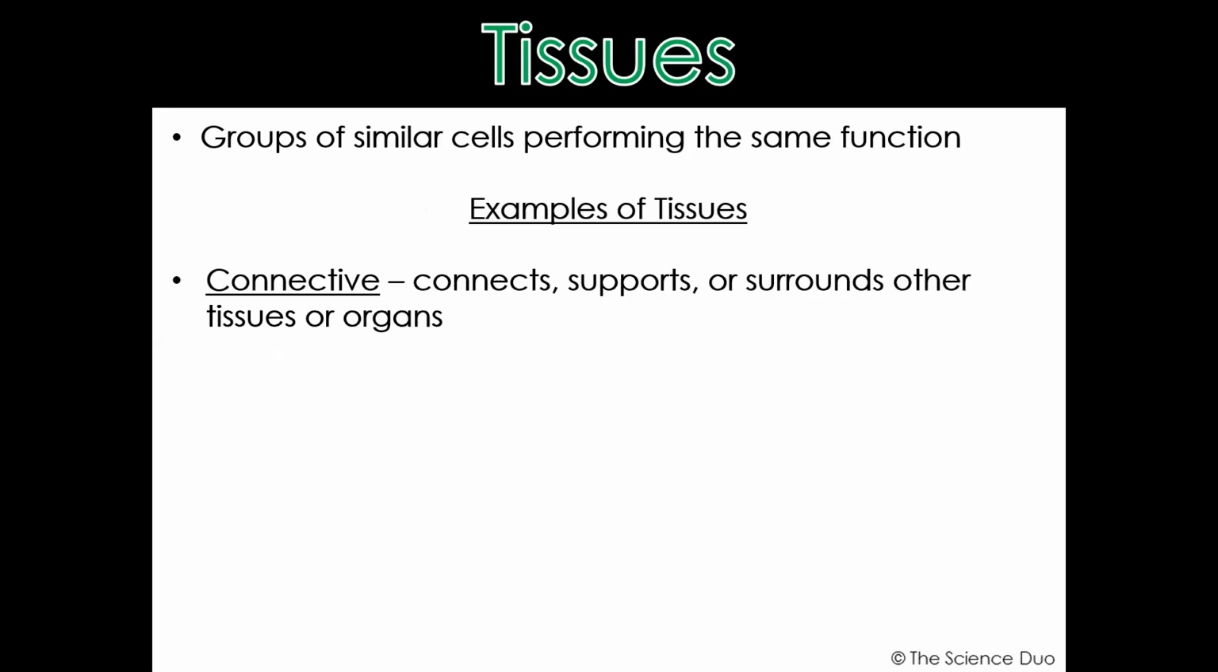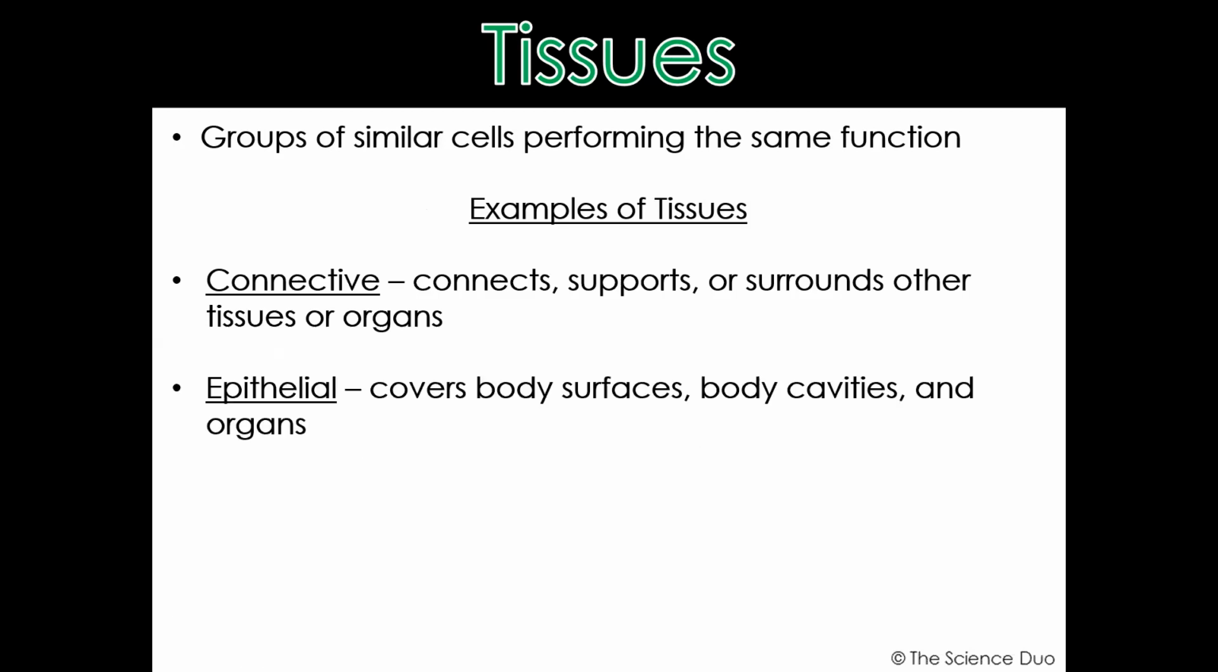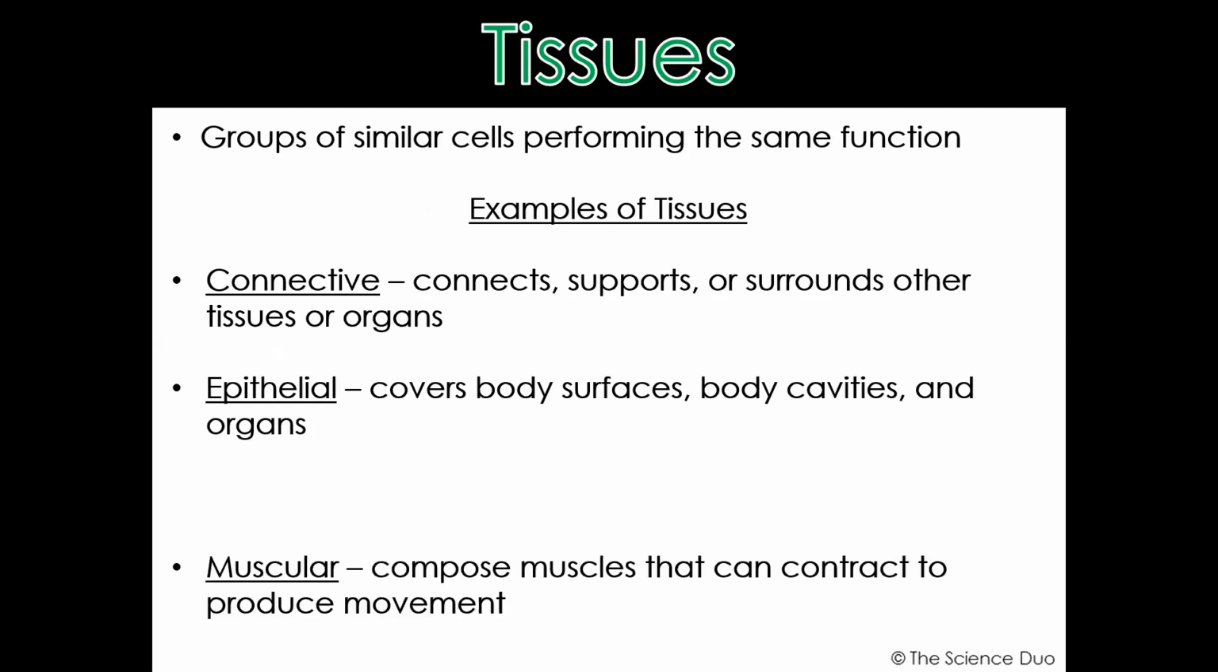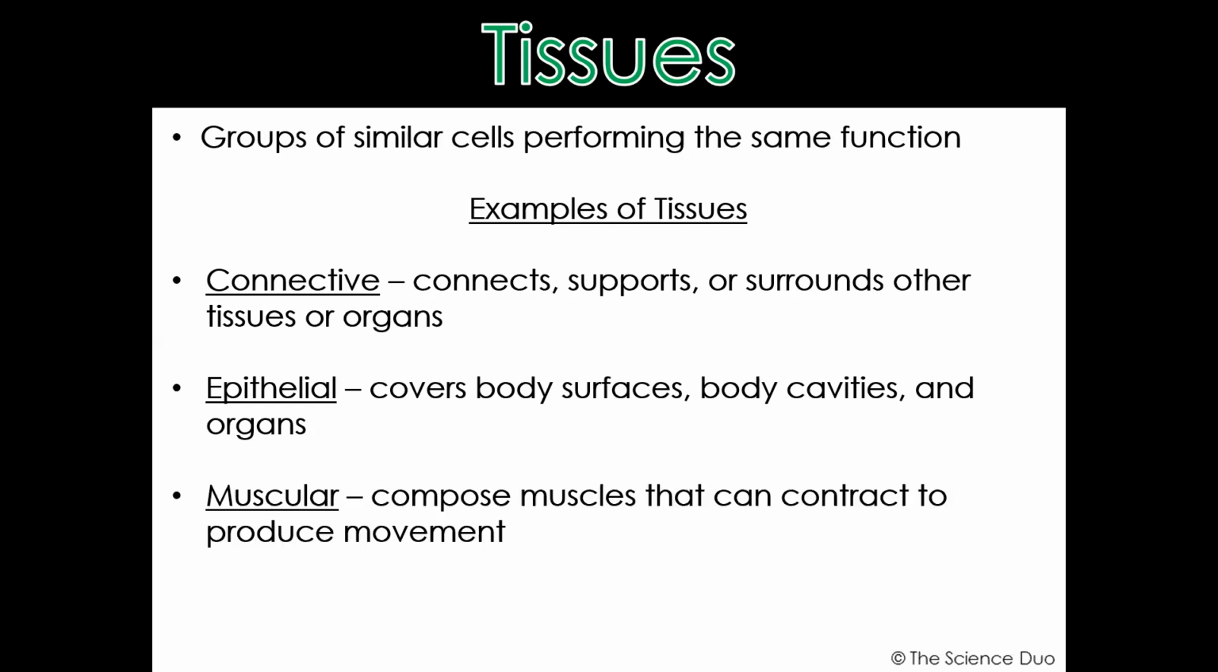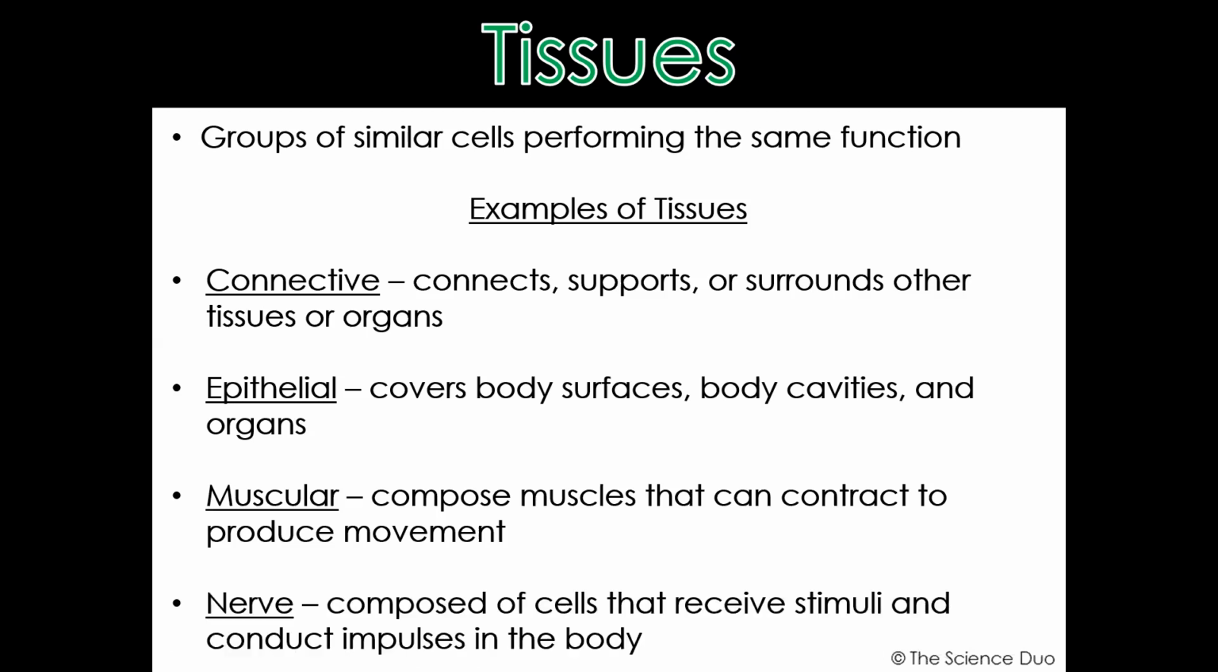We have connective tissue, and that connects, supports, and surrounds other types of tissues or organs. We have epithelial tissue. It covers your body surfaces, your body cavities, and your organs. Muscular tissue composes muscles that can contract and produce movement. And then you also have nerve tissue that are composed of cells that receive stimuli and conduct impulses from the body.